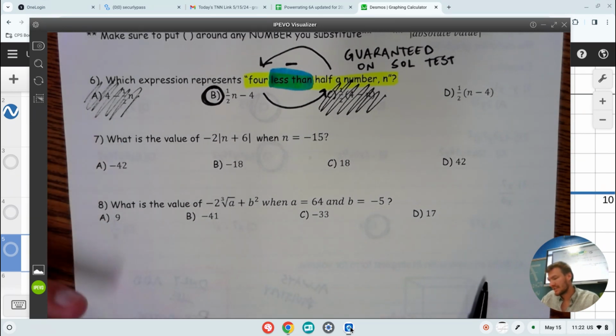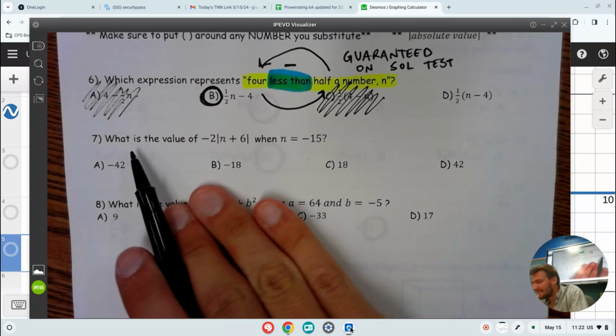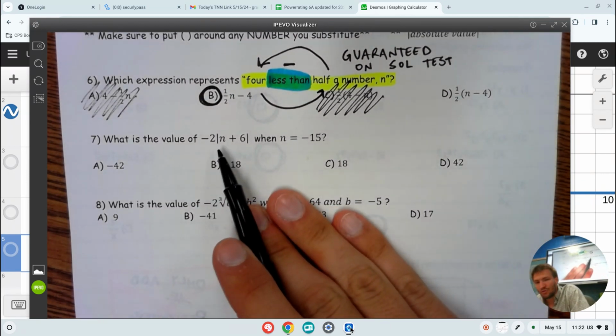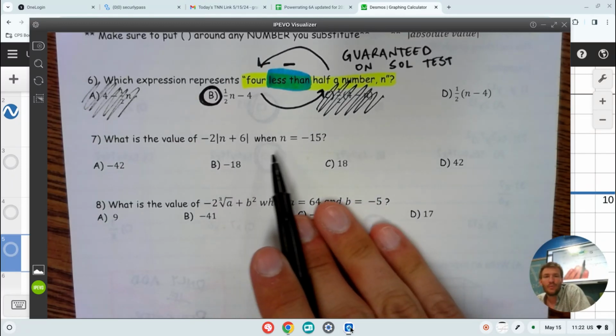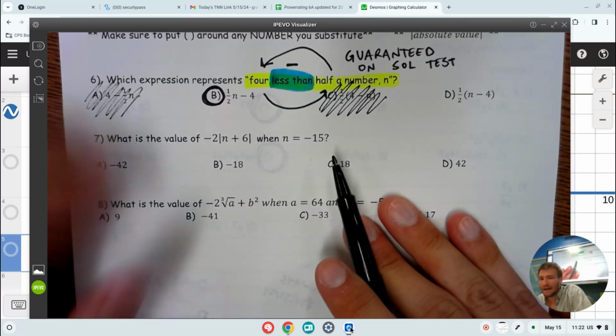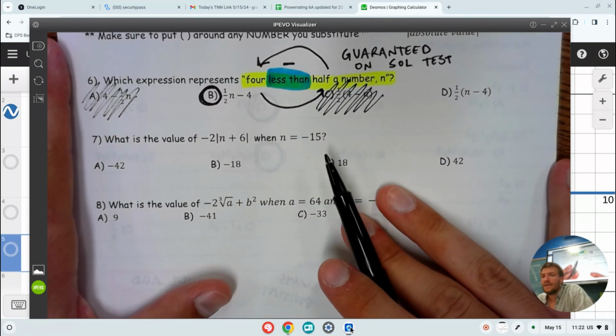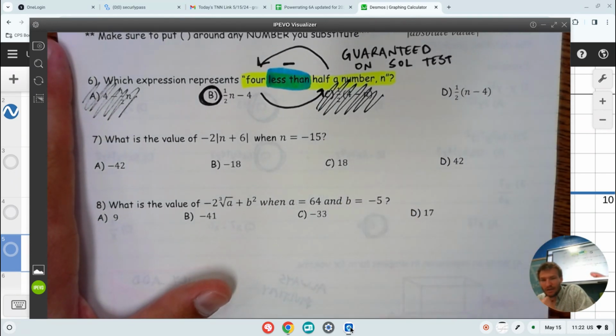There's 2 more questions here. Both of these have to do with evaluation. It says, what is the value of -2 bar n plus 6 bar when n equals -5? -15, you're right. Sorry, -15.